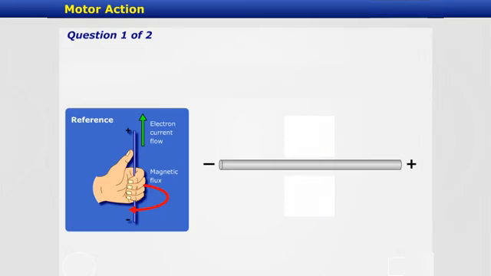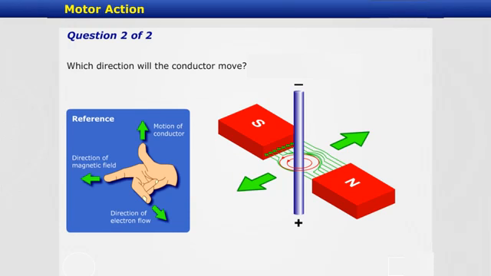Let's test your knowledge. Based on the direction of the electron current flow, which circular arrow indicates the direction of the magnetic flux lines that form around the conductor? The direction follows the electron current flow. In this example, which direction will the conductor move? It will move in the direction of the magnetic field.